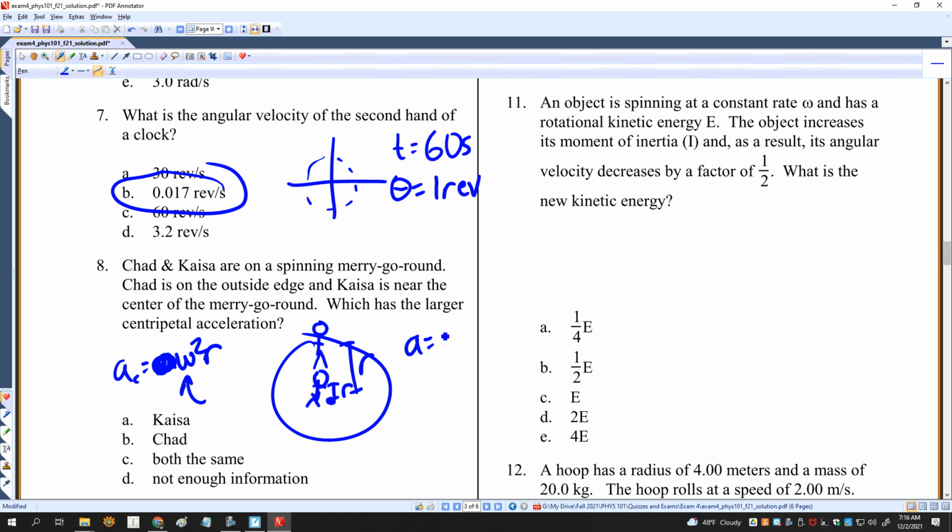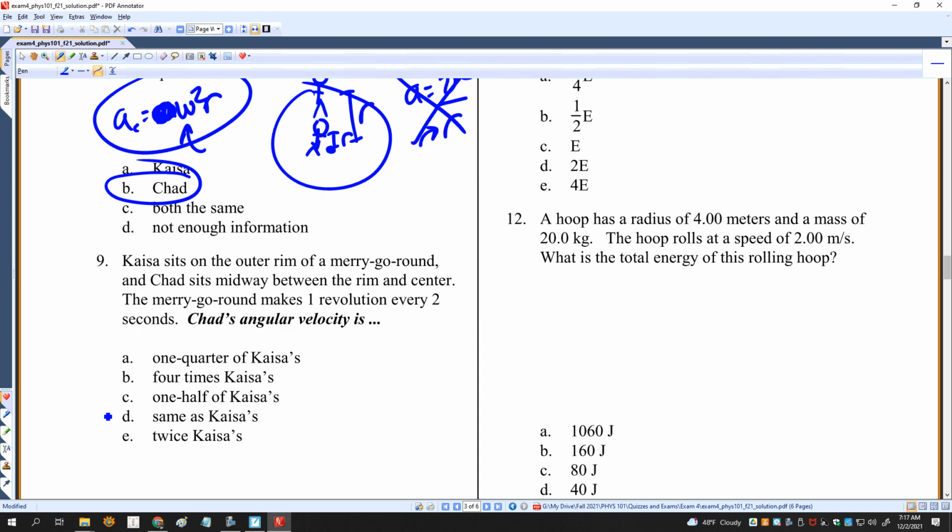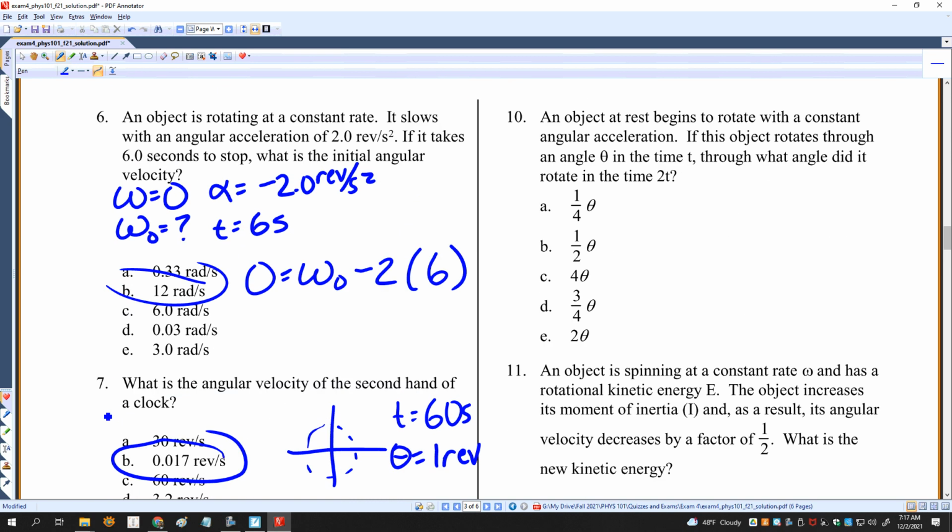I wouldn't use this one, v squared over r, because they have different v's and different r's. So I'm not going to use that. Instead, I'm going to look at this relationship because omega is constant for both of them because they're on a rigid body. And so the one with the larger centripetal acceleration is the one with the bigger radius. Hey, that's me too. Kaisa sits on the outer rim of merry-go-round. Okay, so K is right here, C is right here. Merry-go-round makes one revolution every 2 seconds, so its angular velocity is the same as Kaisa's.